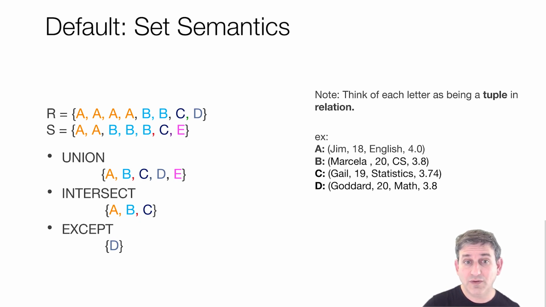Intersect keeps only those tuples that are in both R and S, which is A, B, and C, and we get 1 copy of each in the output. And except is going to be those tuples in R except for tuples that appear in S, which leaves us with just tuple D. Notice that in the default set semantics, all these operators have no duplicates in the output because they're set semantics.